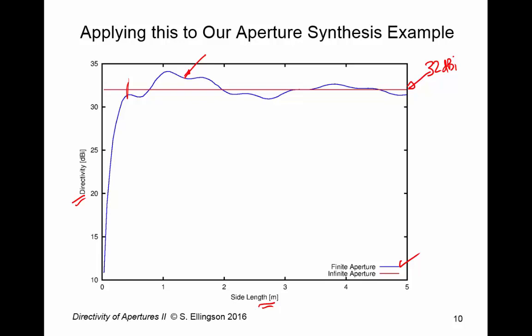And then, of course, there's some wobbling around. So here it's bigger, here it's smaller than the ideal result, here it's bigger than the ideal result, here it's smaller than the ideal result. That is simply another expression of Gibbs phenomenon. So what we're seeing is that as the aperture gets larger and larger, we get a result which eventually converges to the ideal result. No surprise there.